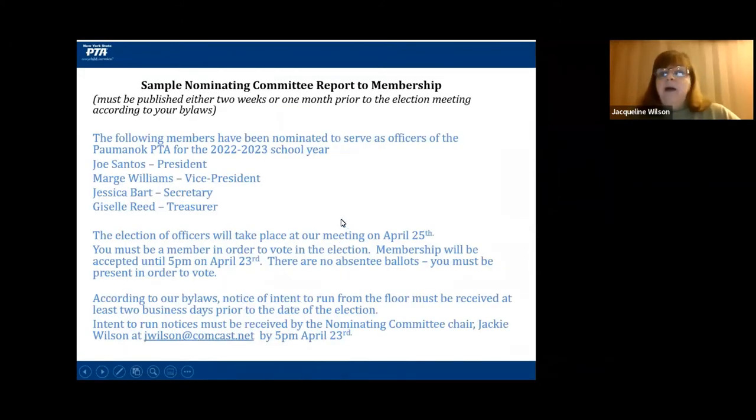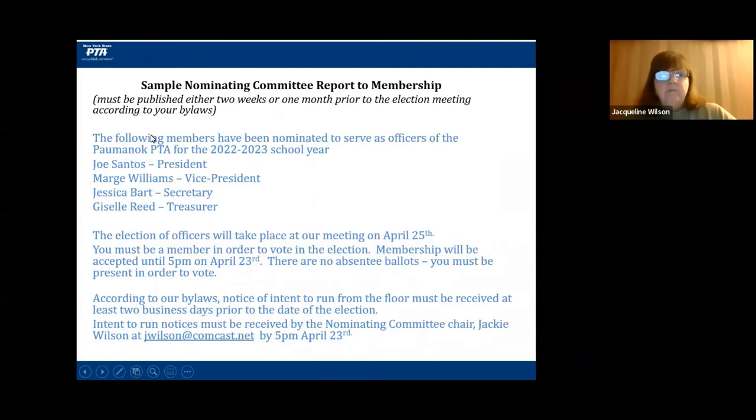So here's a sample nominating committee report that could be sent to the membership. Again, this is done by the president once they have all the nominees in place. And again, either 2 weeks or 1 month prior to the election meeting. The bylaws we just looked at said 2 weeks before the election meeting.